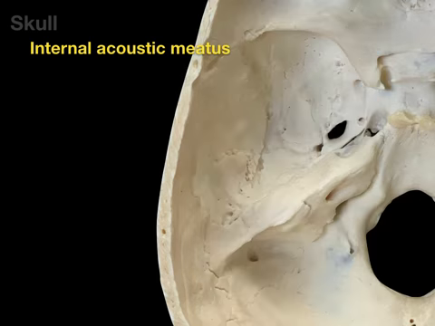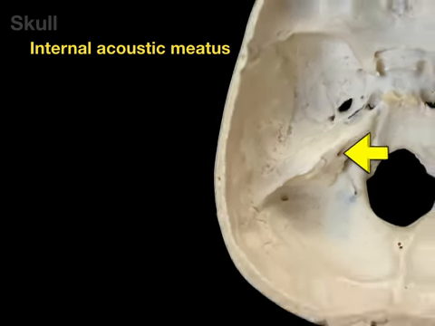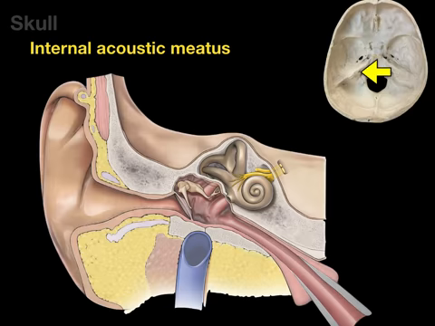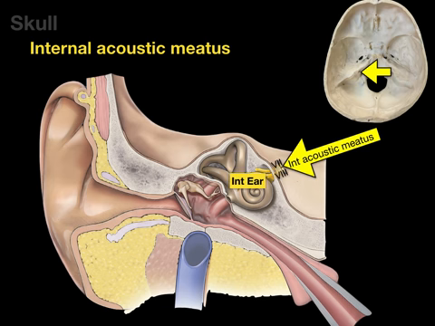Now, the internal acoustic meatus is right there. Internal means inside, and acoustic means to hear. And so there we've got this coronal section again. There's our internal acoustic meatus with cranial nerve 7 and 8 going into our internal ear for the cochlea and semicircular canals for cranial nerve 8. Now, there's our external acoustic meatus, which is the external ear.